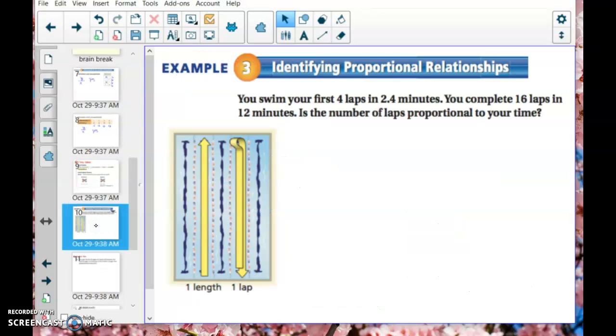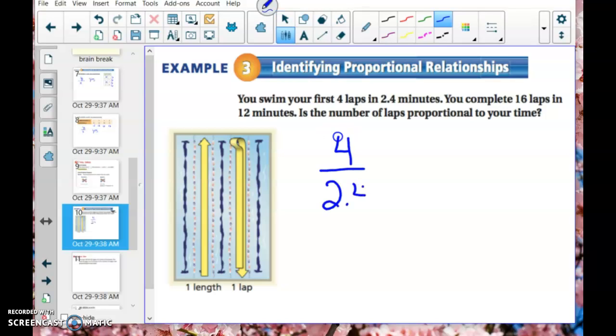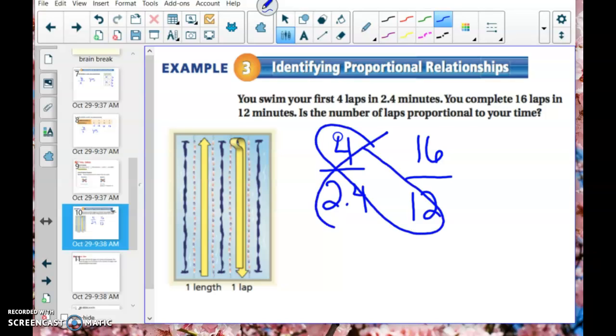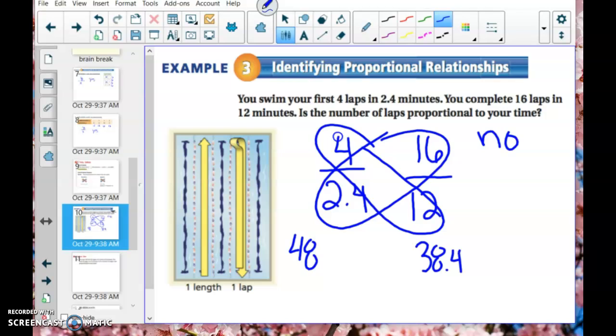So example 3, you swim 4 laps in 2.4 minutes. You complete 16 laps in 12 minutes. Is the number of laps proportional to your time? Well, I'm going to use cross products. So I'm going to multiply those numbers together and see if they equal the same thing. Well, 4 times 12 is 48, and 2.4 times 16 is 38.4. Clearly, they don't equal the same thing, so then I would say no, the number of laps is not proportional to your time.